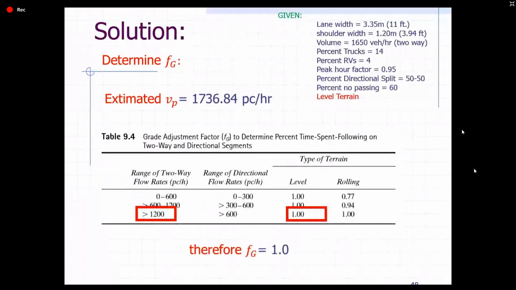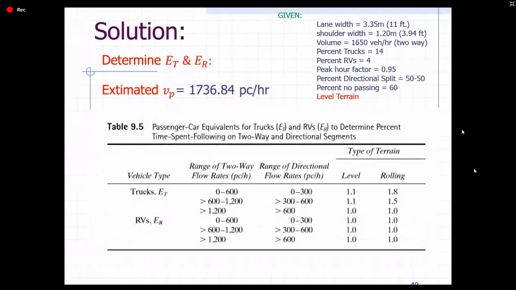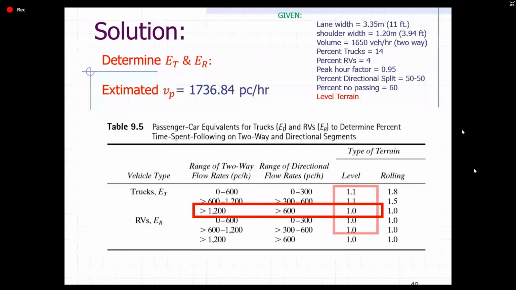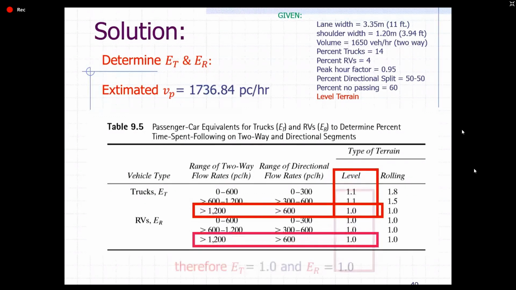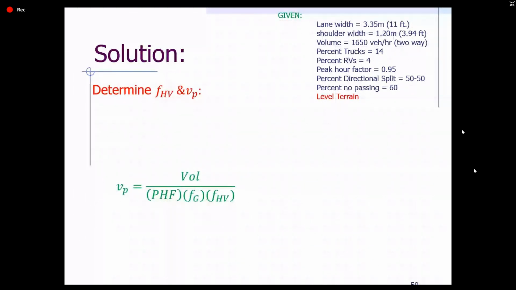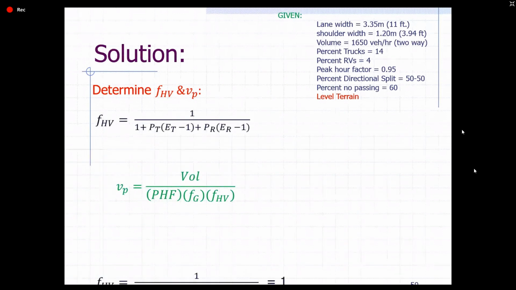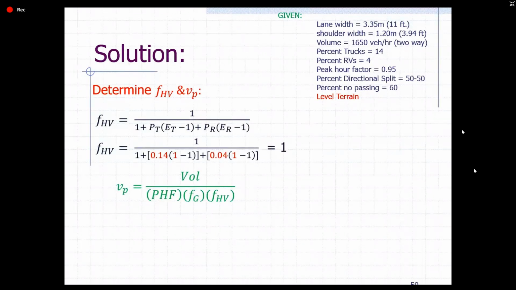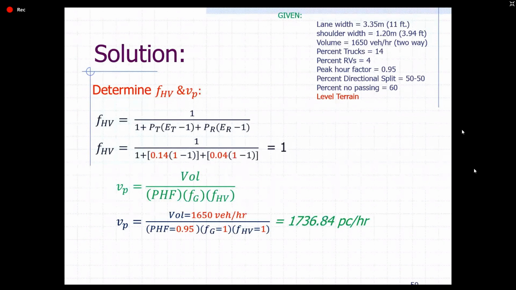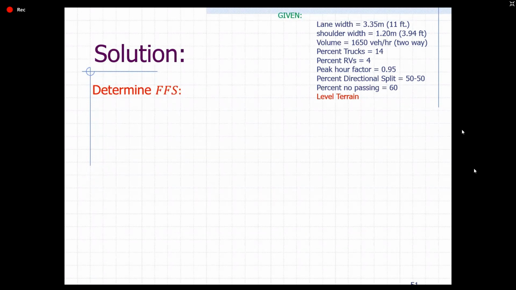Sorry. It's for your FG pala. So for your E sub T and E sub R, again, we have your estimated value 2 greater than 1.2. It is level terrain as compared kanina na rolling. And then level pa rin yung terrain natin. So same. So most likely, your V sub P actual is equals to your estimated V sub P. Since 1 yung FG natin, pareho lang yung sa estimated value natin at saka sa actual value natin. So since nakuha natin yung actual value, we now proceed to determine your free flow speed.